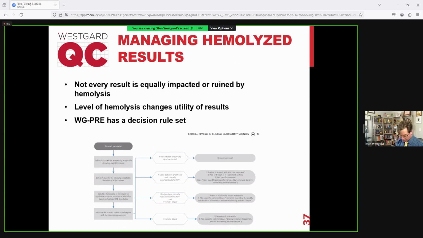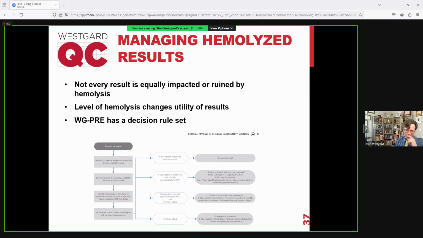Then, another good point is that not every sample which has some amount of hemolysis is a sample you have to reject. Depending on the level of hemolysis, some results might still be good. Some results could be reported with an asterisk and a caution, and still other times, if there's too much hemolysis, yes, you can't run the sample.